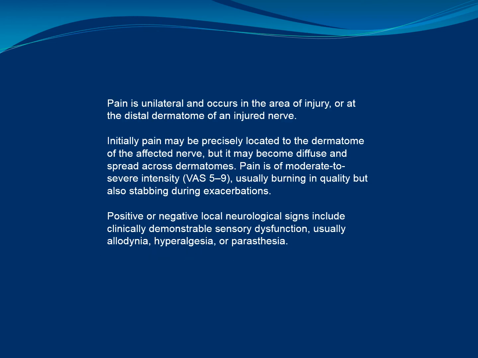Pain is unilateral and occurs in the area of injury or at the distal dermatome of an injured nerve. Initially, pain may be precisely located to the dermatome of the affected nerve, but it may become diffuse and spread across dermatomes. Pain is of moderate to severe intensity, visual analog scale 5 to 9, usually burning in quality, but also stabbing during exacerbations. Positive or negative local neurological signs include clinically demonstrable sensory dysfunction, usually allodynia, hyperalgesia, or paresthesia.